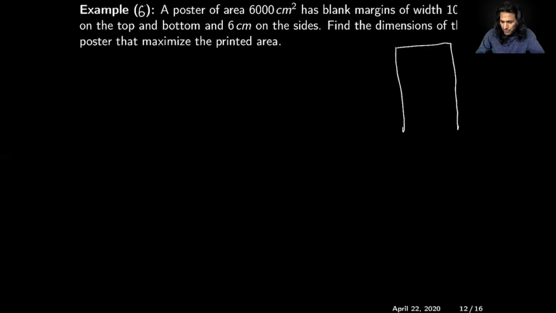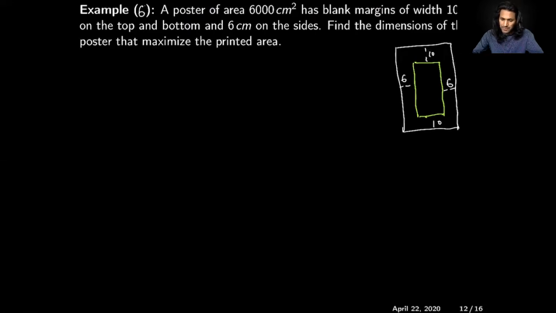We have this poster and it has some printing area. Let's suppose this is the printing area, and there are some margins on the top and bottom. The top has a margin of 10 centimeters, and the bottom also has 10 centimeters. On the sides, this is 6 centimeters and that's 6 centimeters. Okay, so that is the diagram of our word problem.